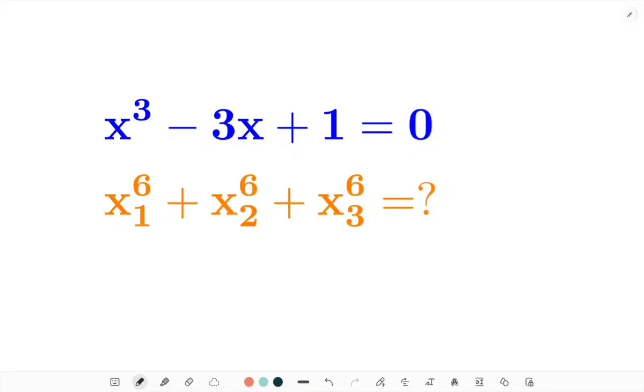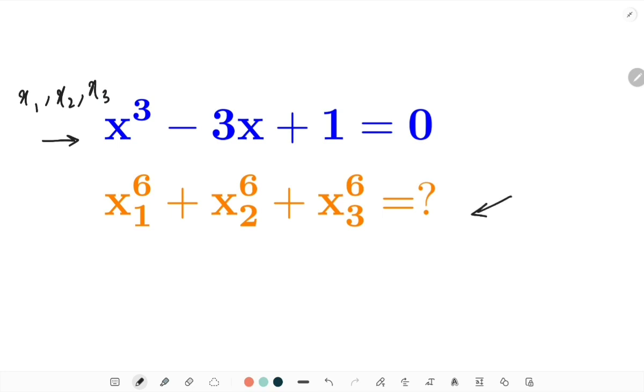Today I have a different problem, and we have a cubic equation x^3 - 3x + 1 = 0, and the problem wants us to find the sum of power 6 of all the roots. So x1, x2, x3 are the roots of this equation. These are satisfying this equation and we would like to find this sum.